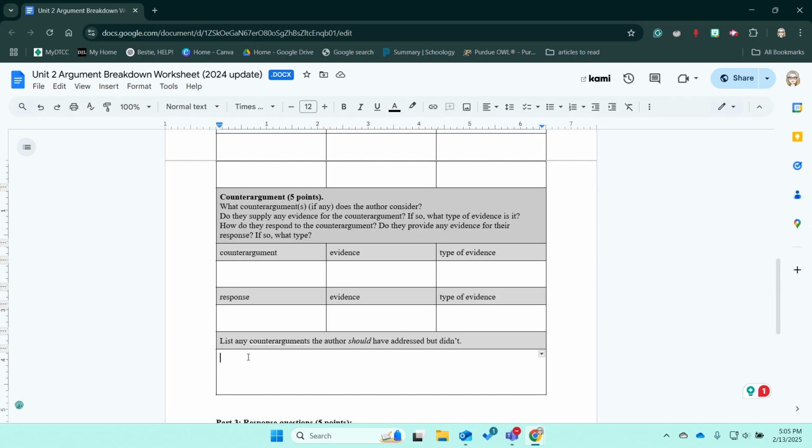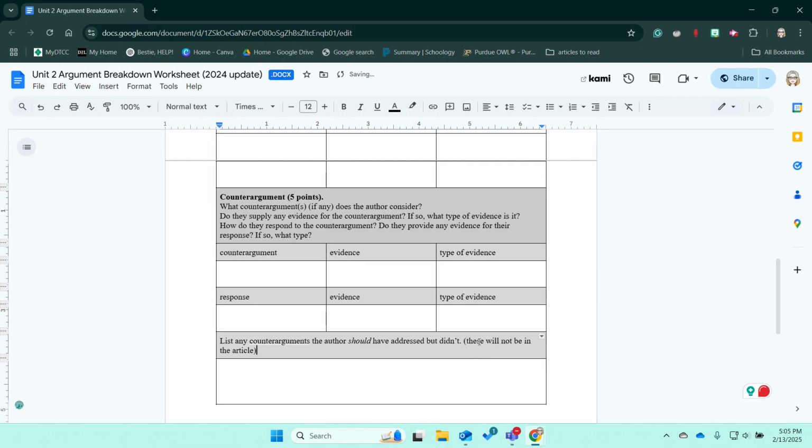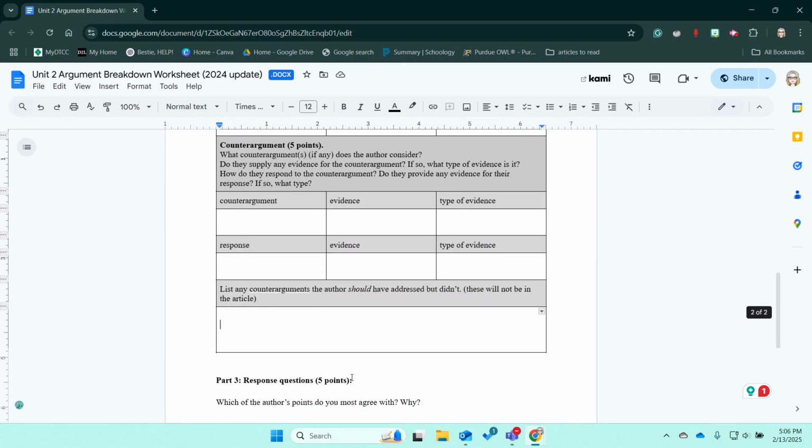And then we have this question down here. List any counter arguments the author should have addressed but didn't. So these will not be in the article, all right? So this is you kind of thinking outside the article, meaning like, we're looking at this urban gardening topic, for example. What are some arguments against urban gardening, and did the author present them? All right. So we'll look at that example in a minute because I think I have one in mind that isn't presented.